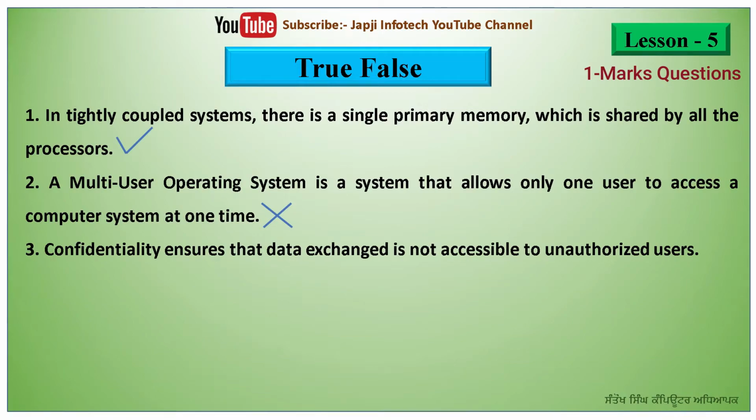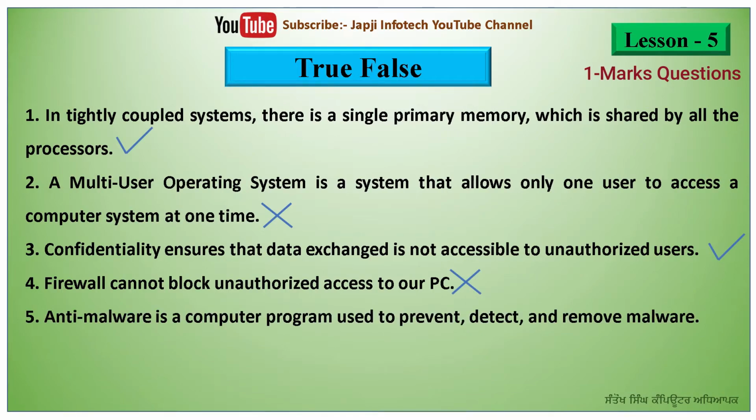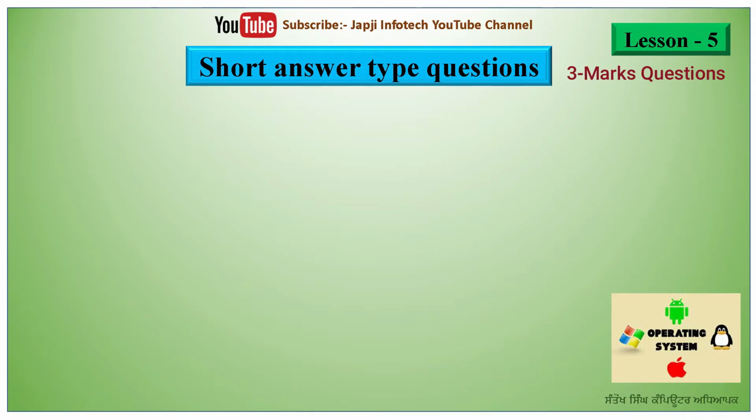Wrong. Third one is confidentiality ensure that data exchange is not accessible to unauthorized user. Right. Fourth one is firewall cannot block unauthorized access to our PC. False. Fifth one is anti-malware is a computer program used to prevent, detect, and remove malware. True. So now we will learn about short answer type question in lesson 5.